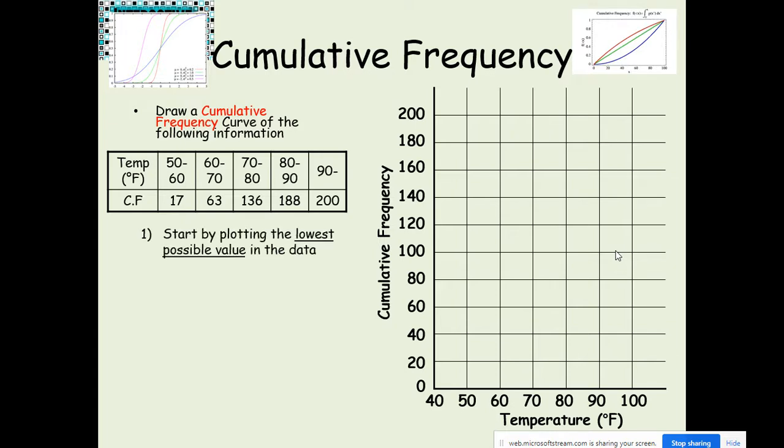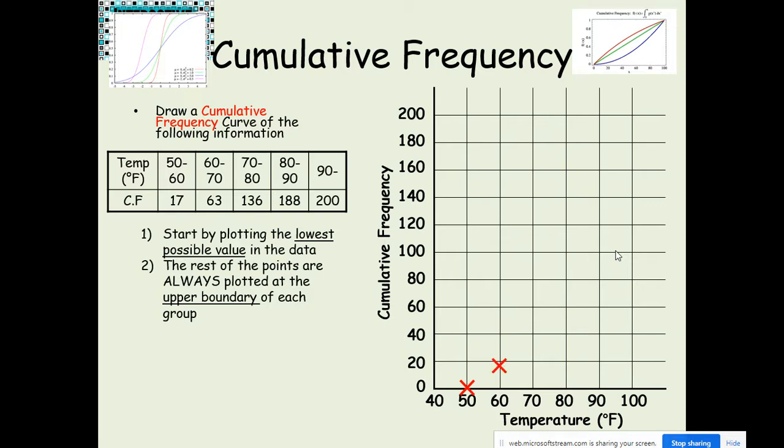It says here to start by plotting the lowest possible value in the data. So in terms of the temperature, what is the lowest in the table? 50, right? So I start off with 50. Then, number 2, the rest of the points are always plotted at the upper boundary of each of the groups. If we look at the first group of data, 50 to 60, the upper boundary is what? Is it 50 or 60? It is 60, and the cumulative frequency goes up to 17.